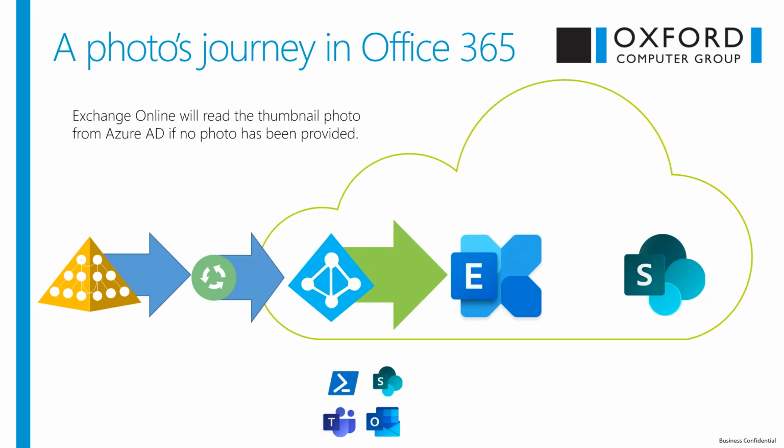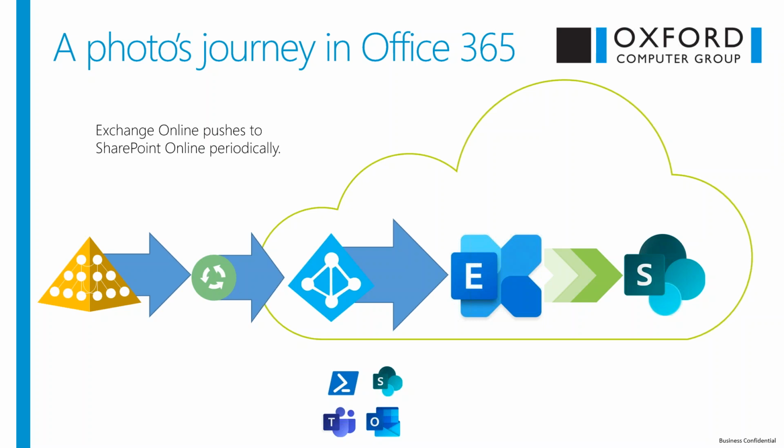The next step here is that if a photo has not already been uploaded into Exchange Online, then Exchange Online will import that photo from Azure AD and use that as the initial photo that it has. An important part of this is that this only happens once. This only happens when that initial photo goes up and Exchange Online doesn't have a photo, then it's going to pull it from Azure AD. If you were to go back and update the photo in Active Directory and that got synced to Azure AD, Exchange Online is not going to go pull that photo again. So it's really a one-time thing.